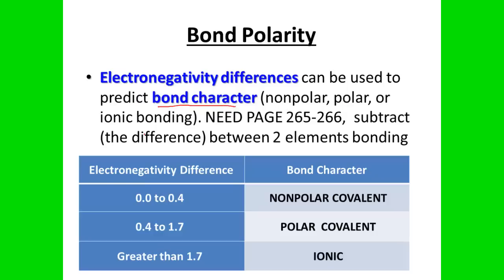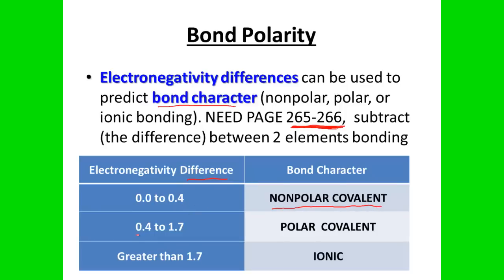Nonpolar, polar, or ionic bonding. In the textbook, page 265 and 266 is where this is at. We will always give you this chart coming up if you need it. So subtracting the difference between the two elements determines what type of bond we have. If that difference is between 0 and 0.4, it's a non-polar covalent bond.